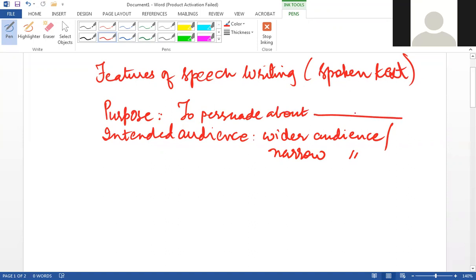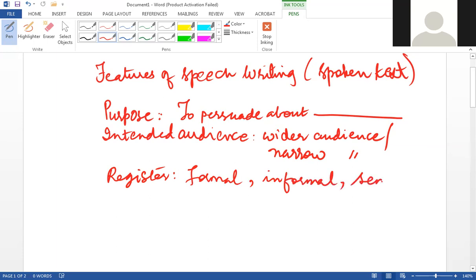All right. Number 3, what register do I need to use? What register? Is it going to be formal? Is it going to be informal? Or is it going to be semi-formal? Because you're talking to the people with whom you need to build up the trust so that they can connect with you and they can trust you and they can cast a vote for you. So is it going to be an informal speech, a formal speech, or semi-formal speech? Come on, hurry up, tell me.